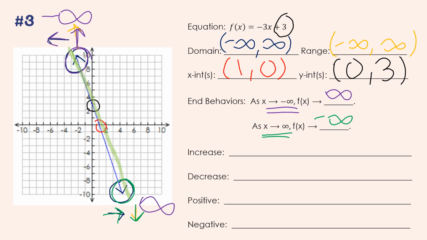It is going down, and it will go down forever. That means it is decreasing, starting at negative infinity, because that's where we put our pencil when we started, and ending at positive infinity, because that's where we ended. It will never increase, so we'll write none. Remember that if your slope is negative, your graph should be decreasing.